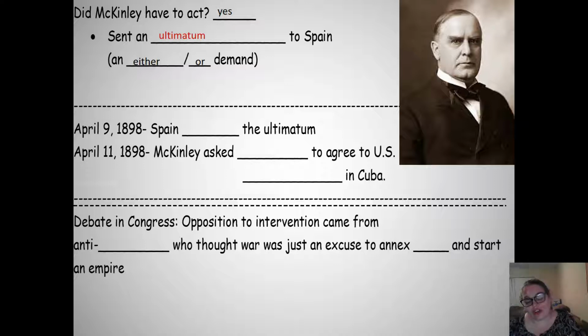Doesn't mean either choice is a good choice, right? It doesn't mean you want to do either one of them, but you only have two options, so you got to pick one. April 9th, 1898, Spain refused the ultimatum. Spain said no.